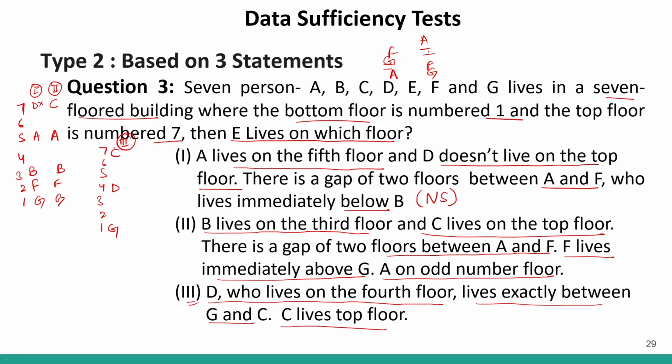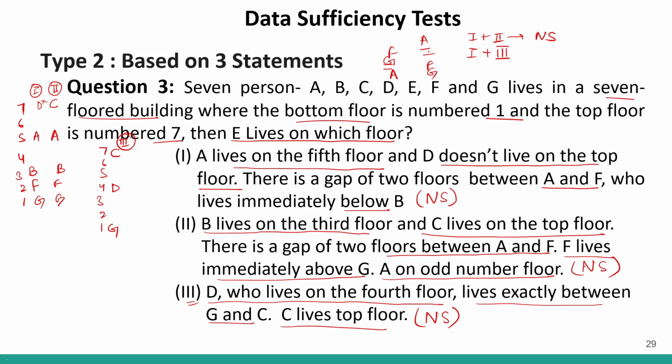Now by looking at this information, I can see that if I take them alone, I cannot find the answer to the question, where does E live. So neither of the statements alone is sufficient. But now if I look at 1 and 2, I will get C over here, A will be over here, B, F, G. But the positions of D and E are unknown. So 1 and 2 are not sufficient to answer the question. Not sufficient. Now I will check 1 plus 3.